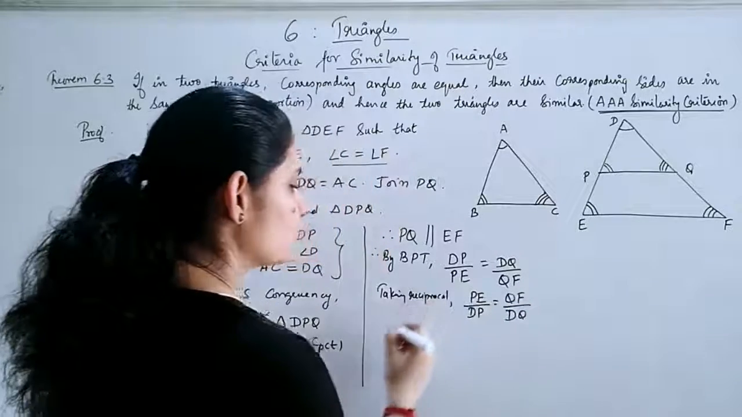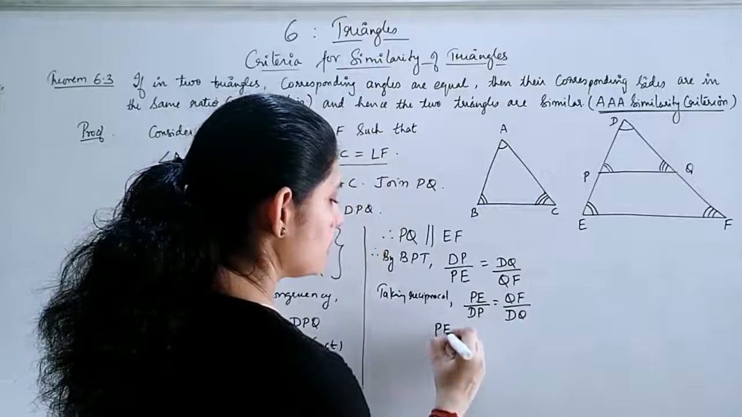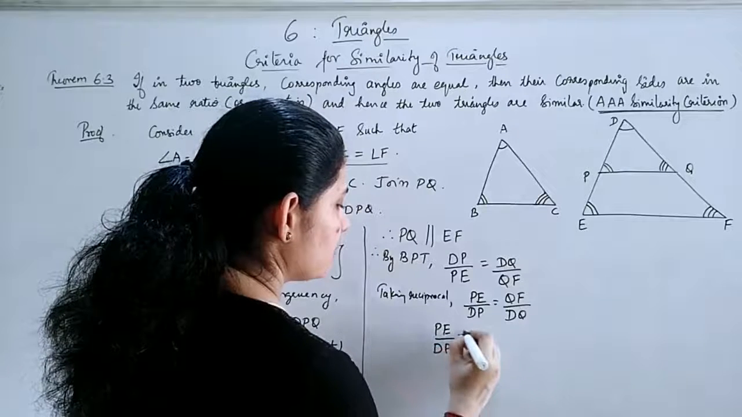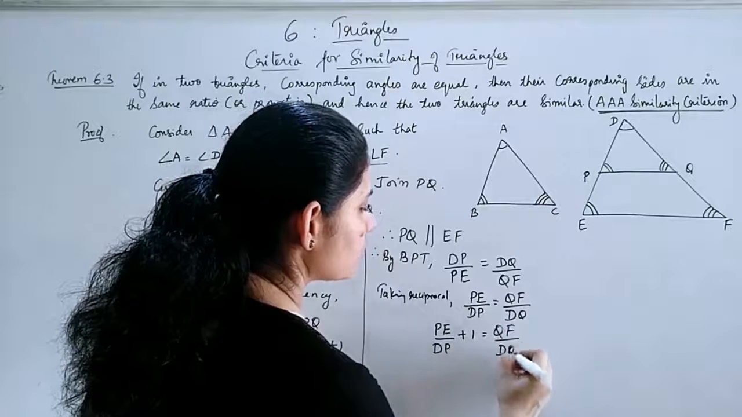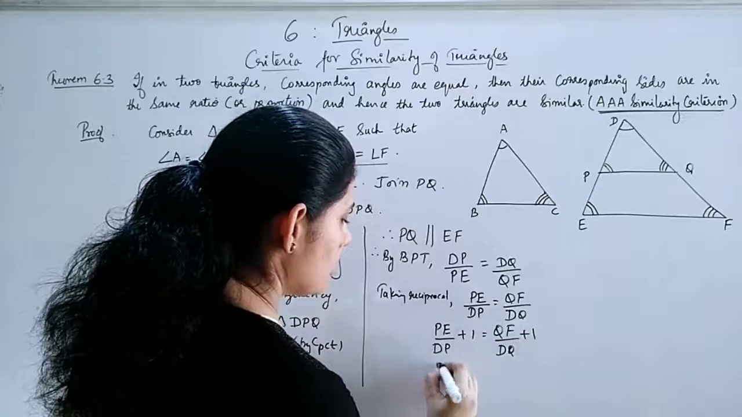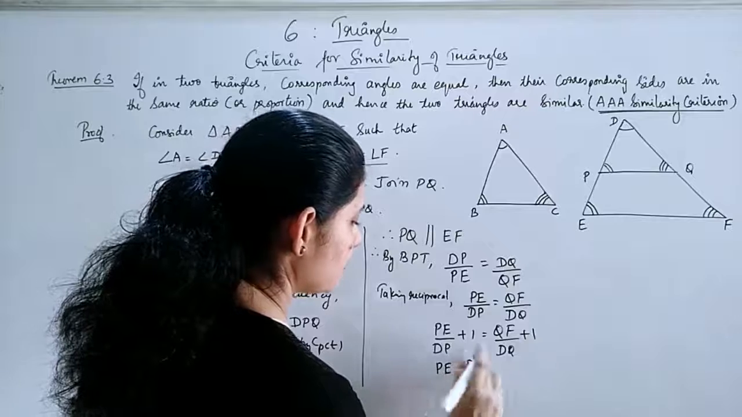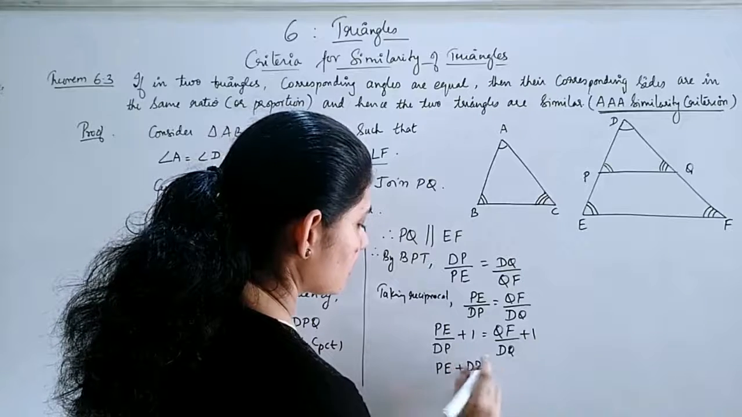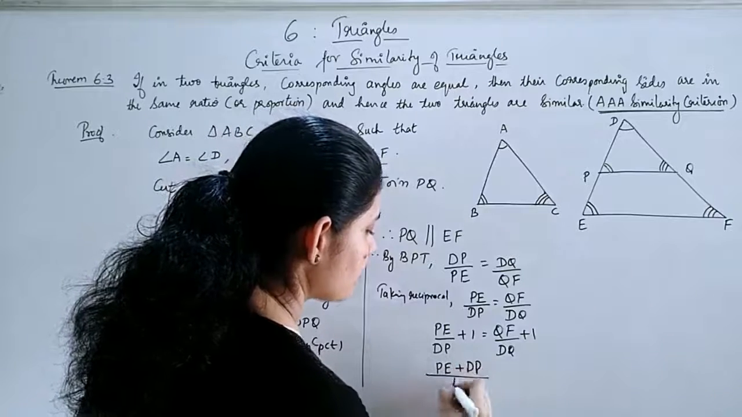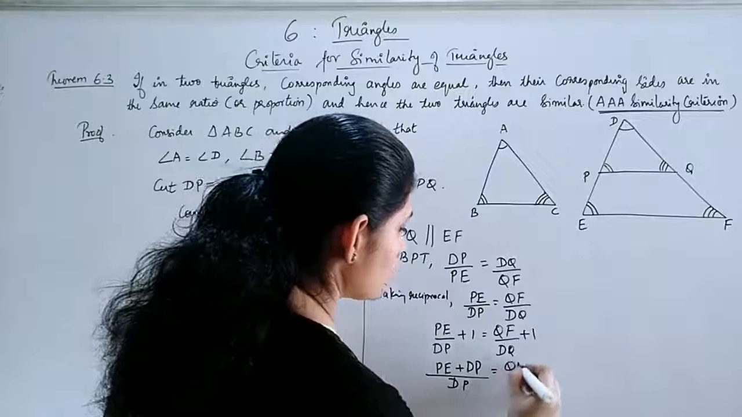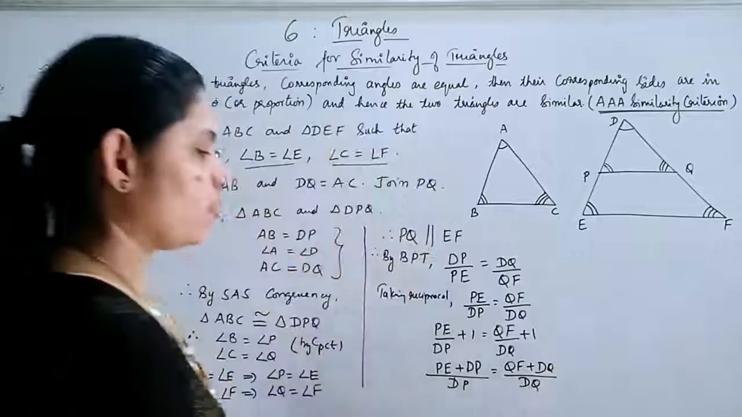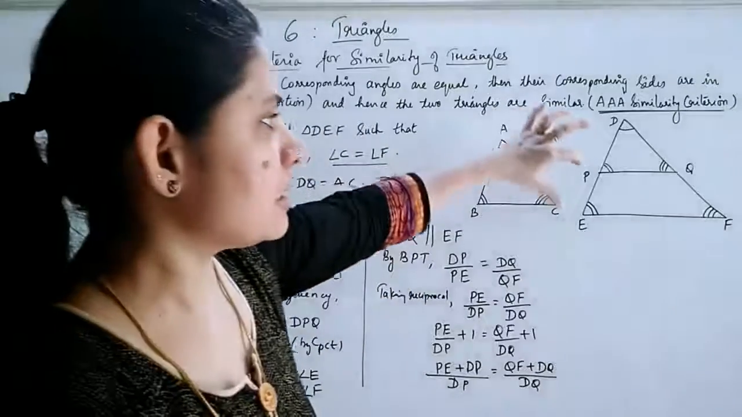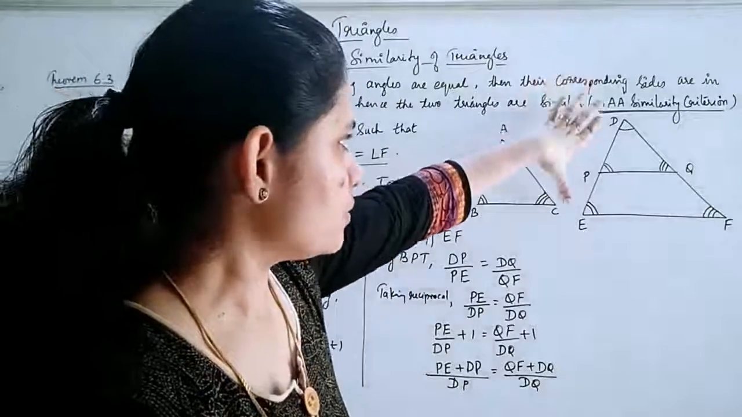Now adding 1 to both sides, we will get PE by DP plus 1 is equal to QF by DQ plus 1, which is PE plus DP divided by DP is equal to QF plus DQ divided by DQ. Now what is PE plus DP? You just see PE plus DP will give you DE.